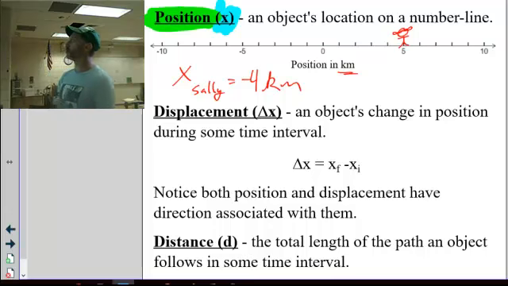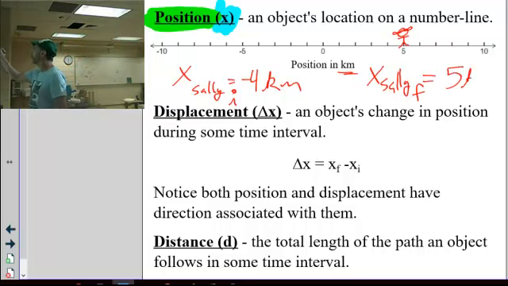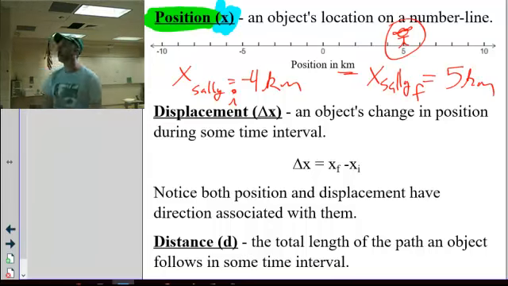Sally had a starting position that was -4 kilometers. So I'm going to put a little i here for initial, because that was her starting position. And then the position of Sally final, at the end of the time that elapsed, was +5 kilometers, because that's where she's standing now.